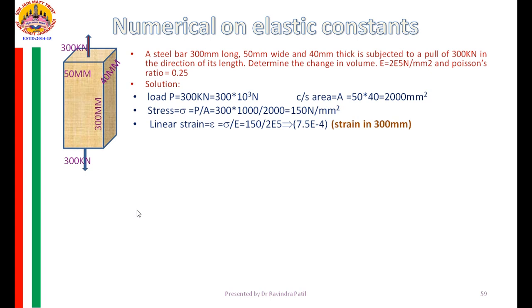This linear strain is in which direction? It is in the direction of 300 mm. Now I need to get the lateral strain. As the linear strain is known to me, how can I get the lateral strain? The link between the linear and lateral strain is the Poisson's ratio.